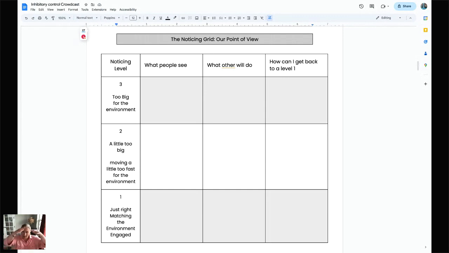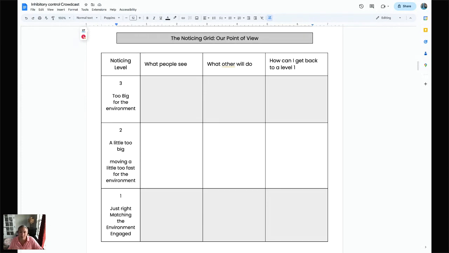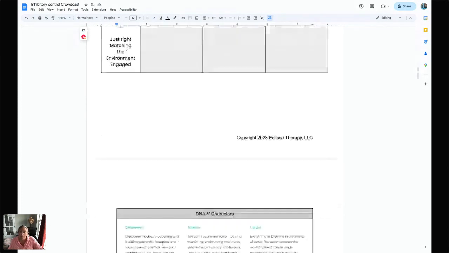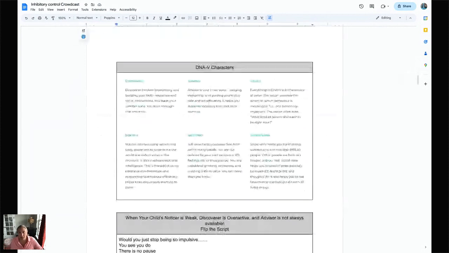So anyway, our noticing grid can serve so many purposes. That behavior intervention cheat sheet, that escalation curve, our supportive strategies, and the skills that we're trying to support that individual in learning. All right, that's a quick loop around the noticing grid. Next, we're going to talk about our DNAV characters.